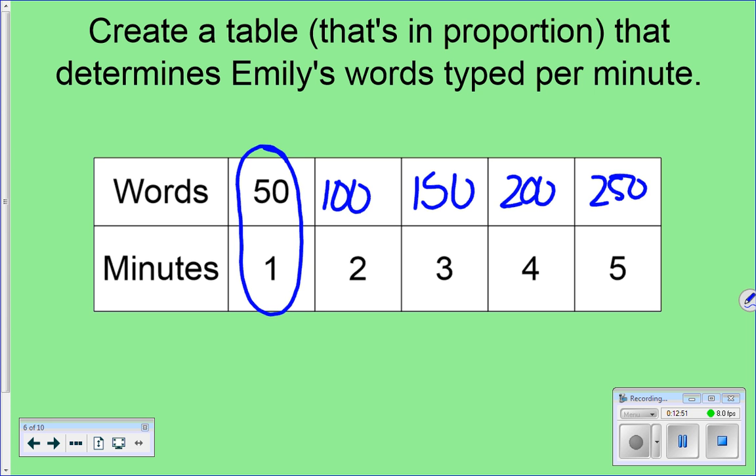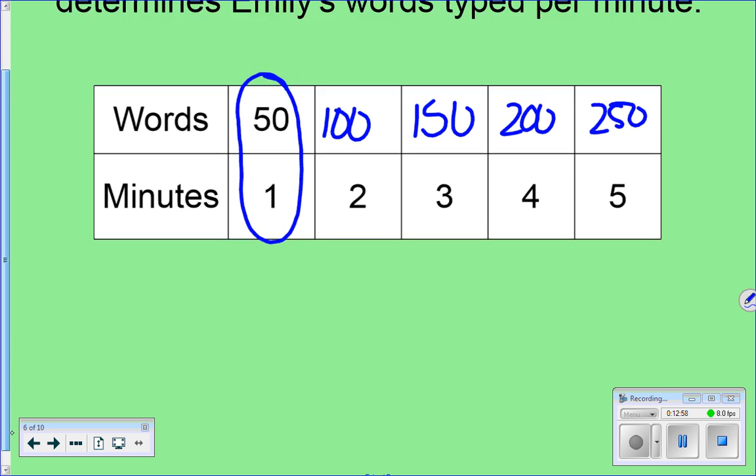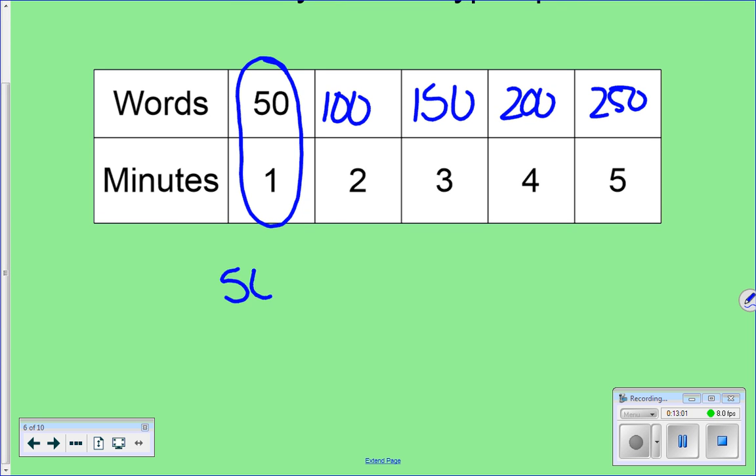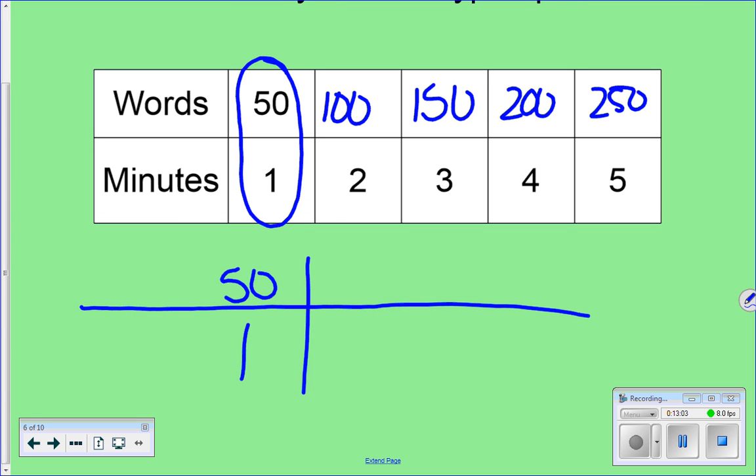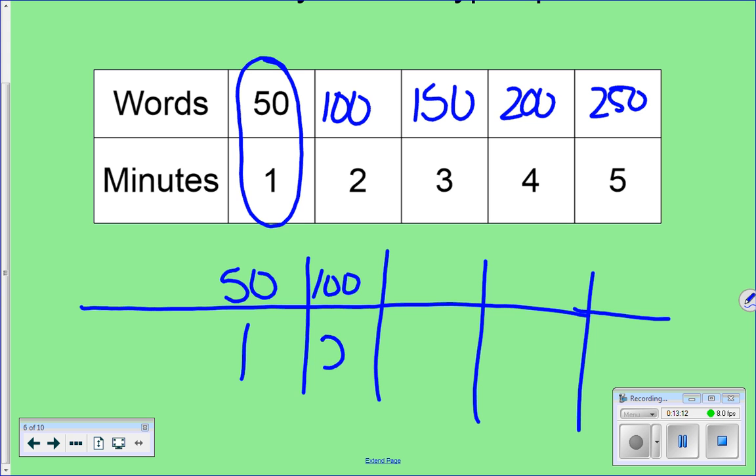So I took 50 times this times this times this. Let me show you some times when if you just add, it's not going to work. Can I do that? Watch this. Let's say I have 50 words for 1 minute. And let's say all of a sudden I get 100 words, and that's 2 minutes. And then I go to 4 minutes, and that's 150. And then I go to 200, and that's 6. Can you tell why this is not in proportion?